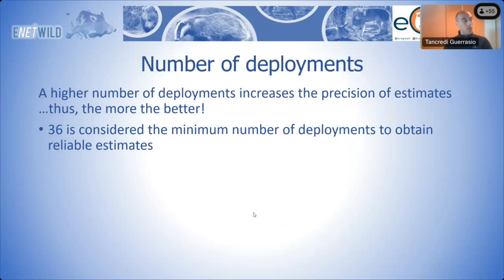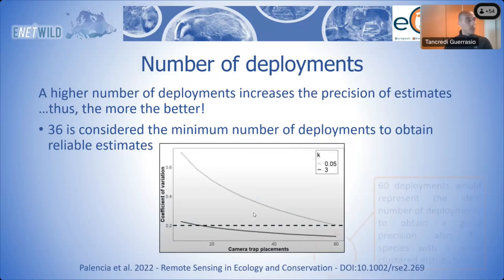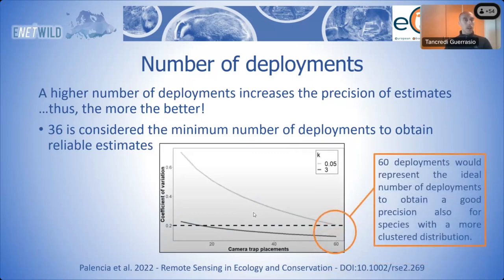So in order to make ourselves safe with respect to the spatial behavior of the population, if we can get to a higher number of deployments, up to 60, that would be ideal in order to make sure that we're going to have the best possible precision for our density estimates.